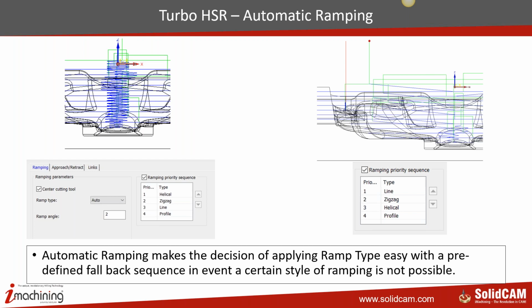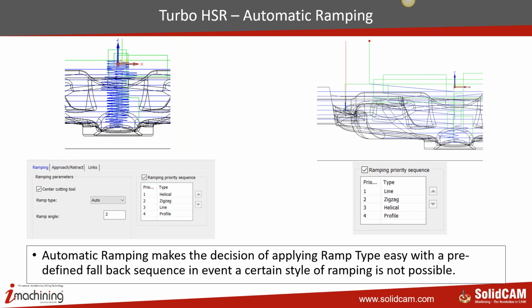Automatic ramping. You can just say, I would like to do automatic ramping, and then provide a fallback sequence or a priority sequence of ramping. So we have helical, zigzag, line, and profile. You can change the priority. You can say, I would like to first try a zigzag ramping. If zigzag fails, go to helical. If helical fails, go to line. If line fails, go to profile.